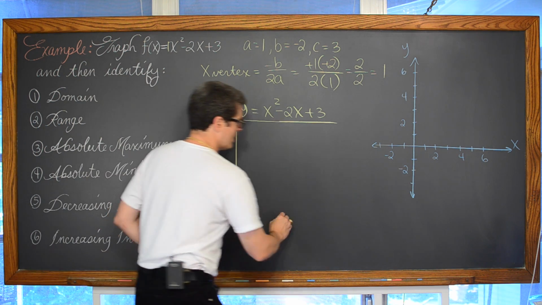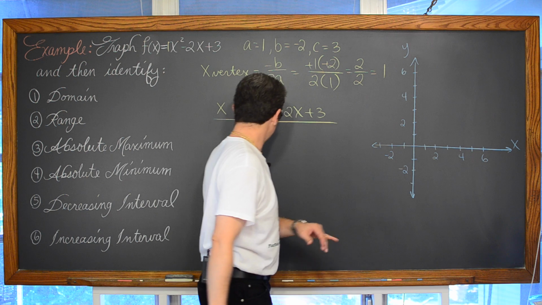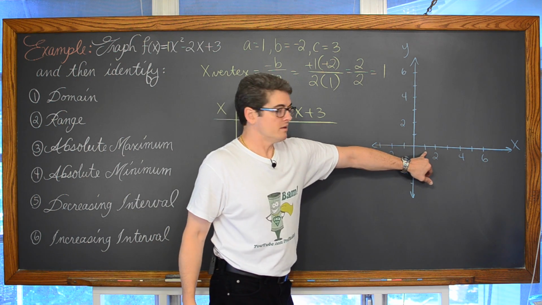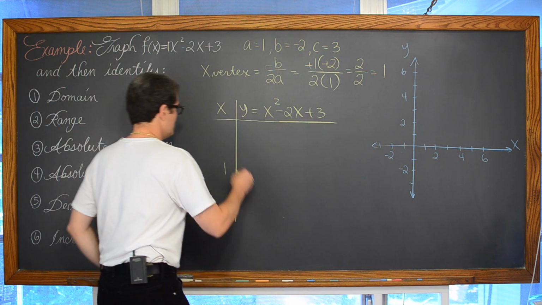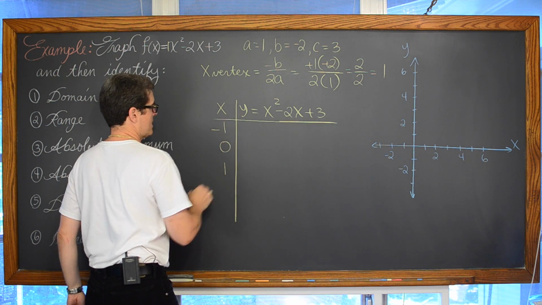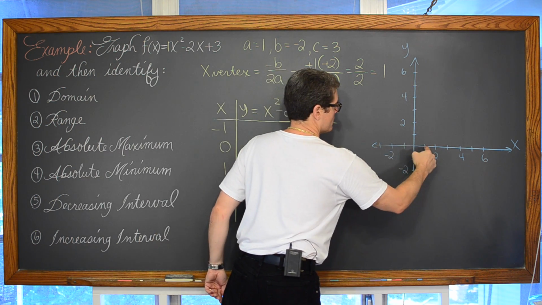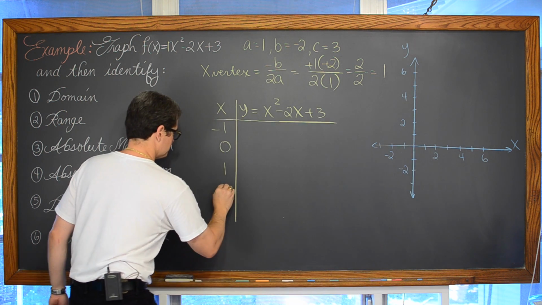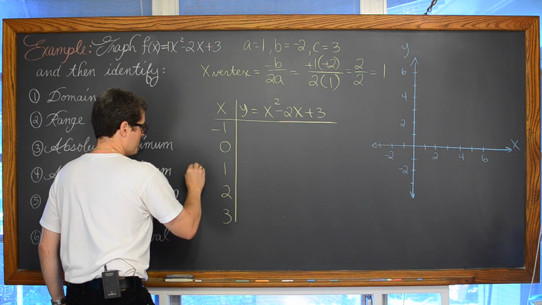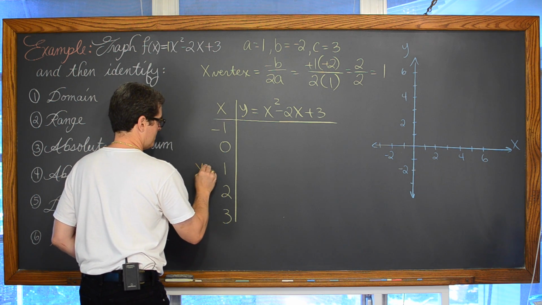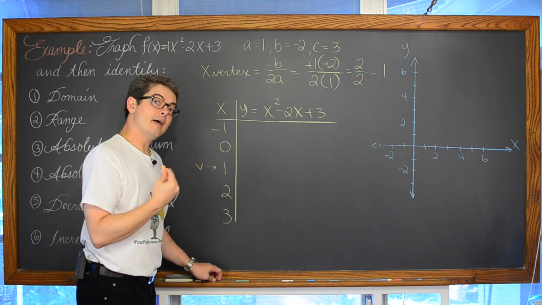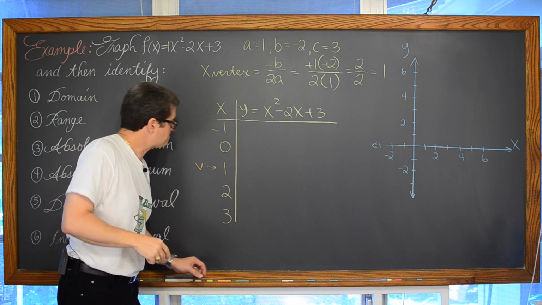So if we're on the number line, if we're at an x value of 1 and we go back 1, we have an x value of 0, and back 1 again, we're at an x value of -1. So I'm going to use the x values of -1, 0, 1, and then 2 and 3. And I'm going to put a little v here to remind myself that that's the x-coordinate of the vertex.